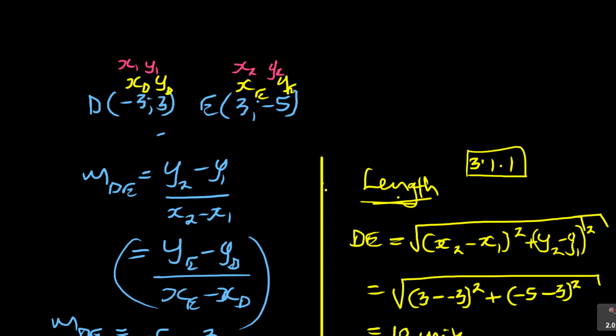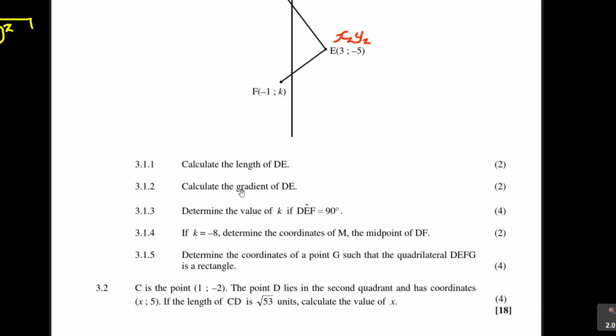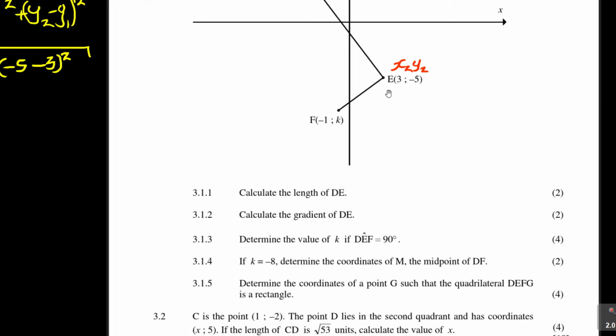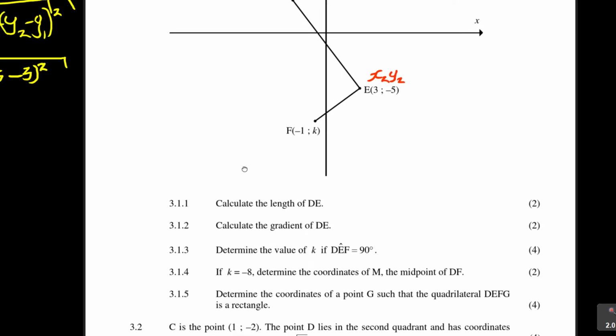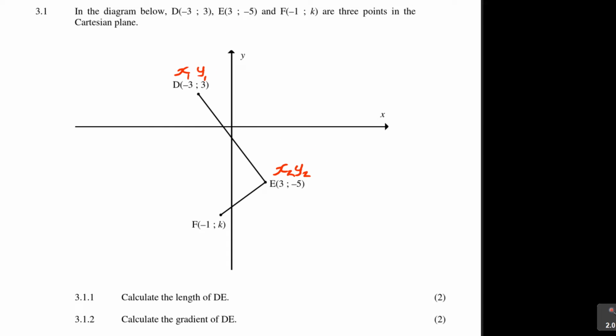So what is this one? 3.1.2. All right, so let's move on. Then they say here, determine the value of k if DEF is 90 degrees. Interesting, the value of k if DEF is 90 degrees. This is what I wanted to say to you.